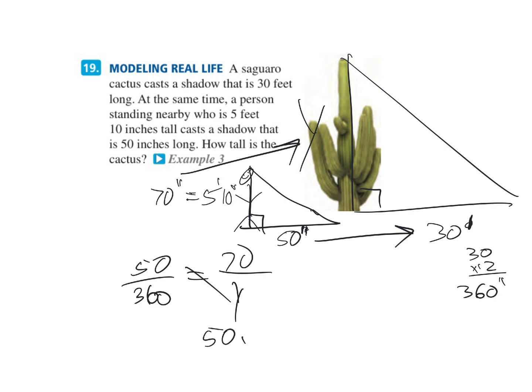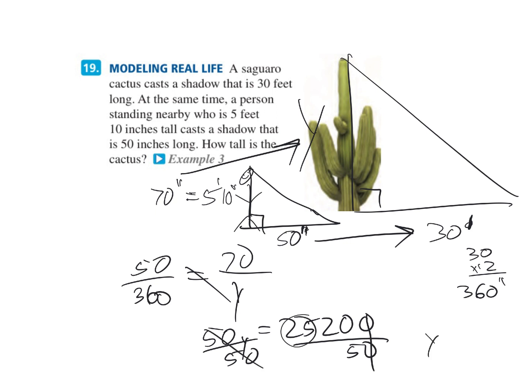So 50y equals 7 times 36, which is 210 and 42, 252, and 2 zeros. So you can use your calculators. Divide by 50, and a quick shortcut: 2,520 divided by 5. So this is how I do it. 5 goes into 25 5 times, no remainder. 5 goes into 2 0 times. Carry the 2 over to the next 0. 5 goes into 20 4 times. So y is 504 inches.